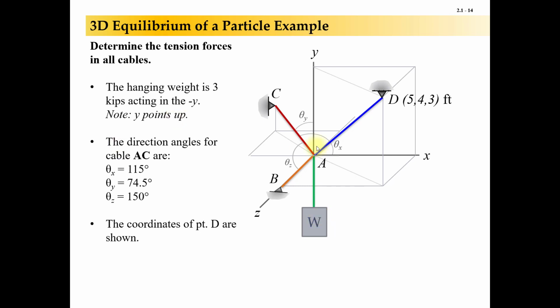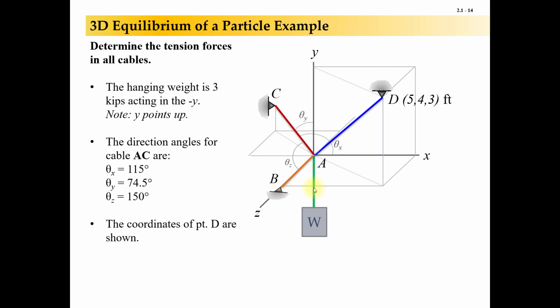The red cable here, AC, is defined not by locations of point C, but rather by these direction angles that we've learned about, with a theta x of 115 degrees, a theta y of 74.5 degrees, and a theta z of 150 degrees. Point D here has coordinates of 5 feet in the x, 4 feet in the y, and 3 feet in the z. And cable AB here is running directly along the positive z-axis.